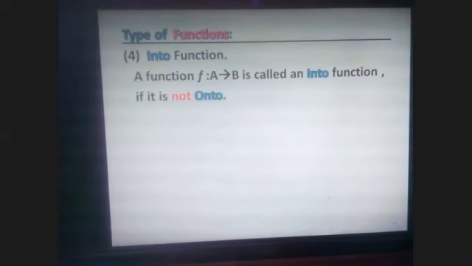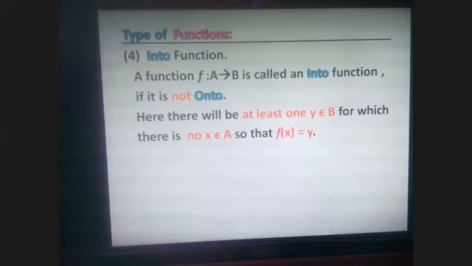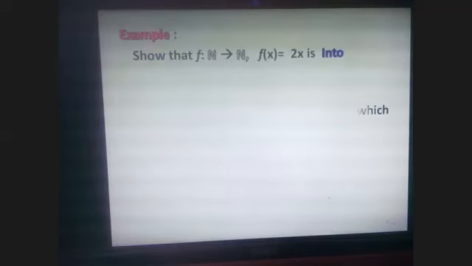Keep in mind. Further is into function. What is an into function? A function f from A to B is called an into function if it is not onto. That means there must be at least one y in B for which there is no x in A satisfying f(x) equal to y. At least some element in B must be left out, having no pre-image in A.